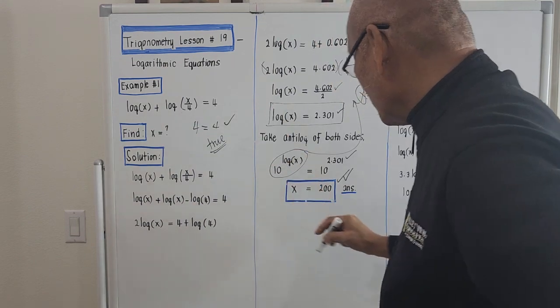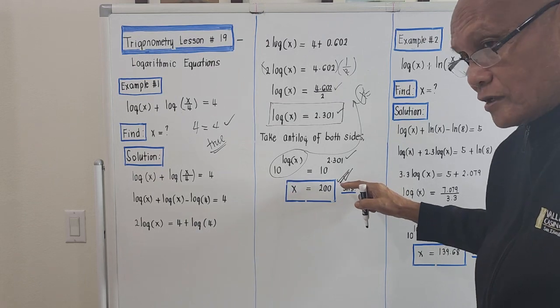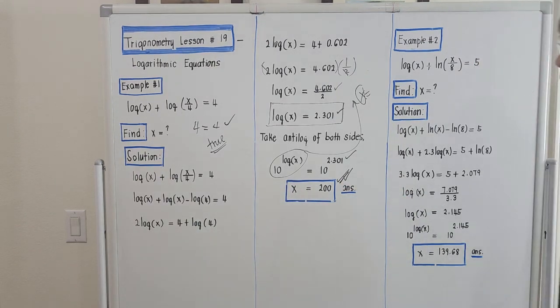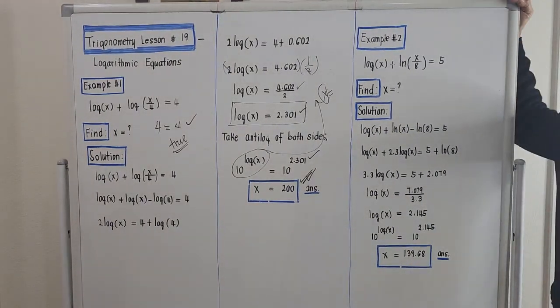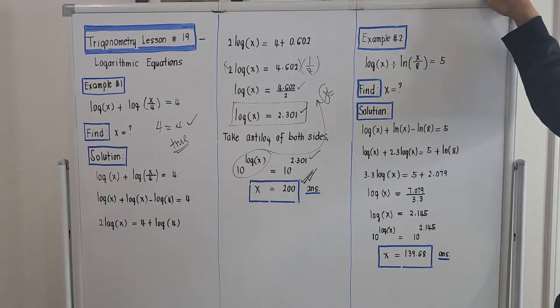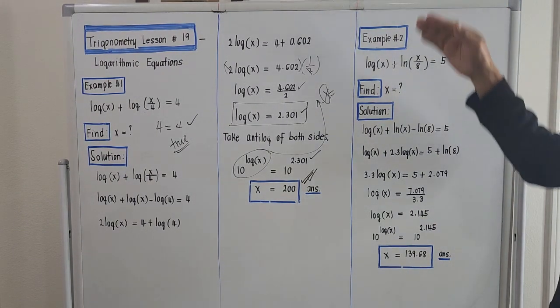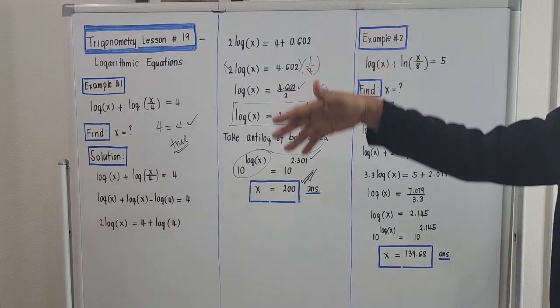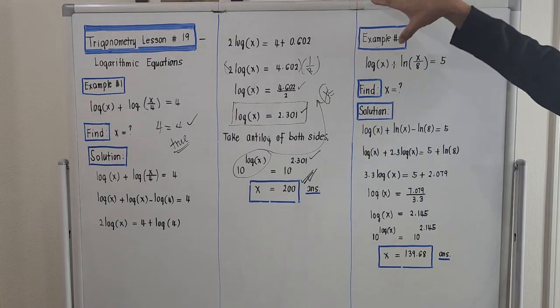Right? Meaning to say, the answer x equal to 200 is the correct answer. Okay, example number 2. It's an easy one, right? As long as we follow the concepts of logarithms, it's easy to solve logarithmic equations. Example number 2 will still be a logarithmic equation, but with a little bit of variation. I will try to present the problem.